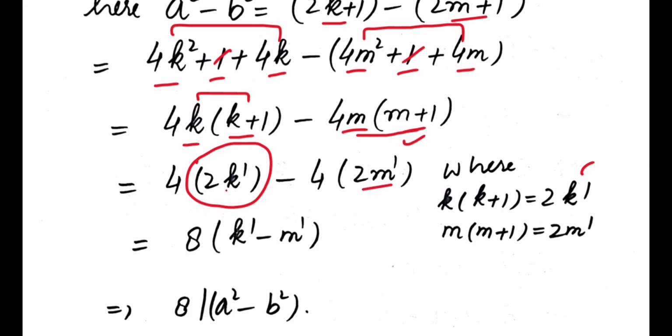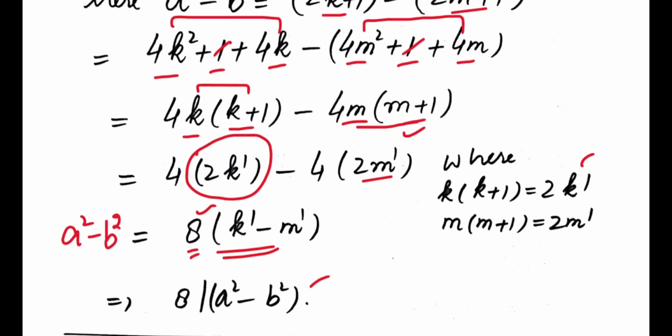Now this becomes 8k' − 8m', taking 8 common. So this number is clearly divisible by 8 because it is a multiple of 8. This shows that 8 divides a² − b², because your left side is a² − b². That completes the problem.